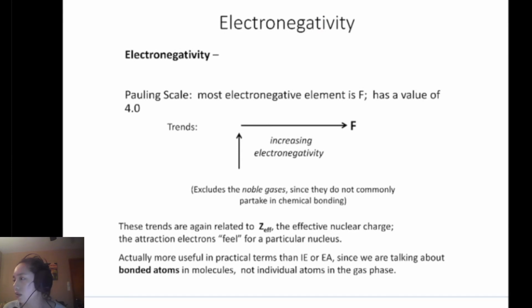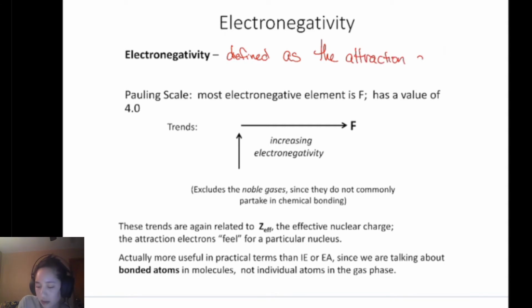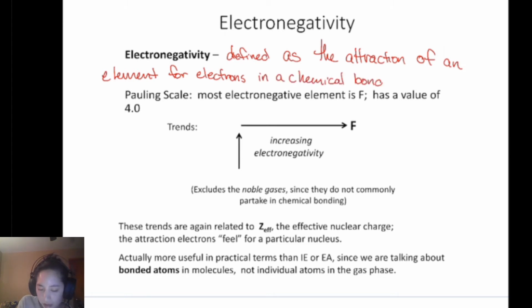All right, and so now let's talk about electronegativity, since we're already talking about electrons. So electronegativity, let's define that. It is defined as the attraction of an element for electrons in a chemical bond. Or you can think of electronegativity as the tendency for an element to gain electrons.